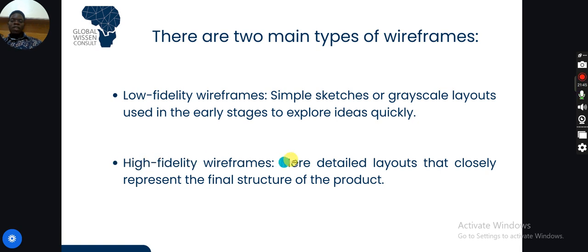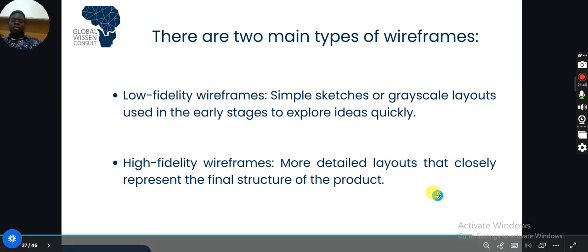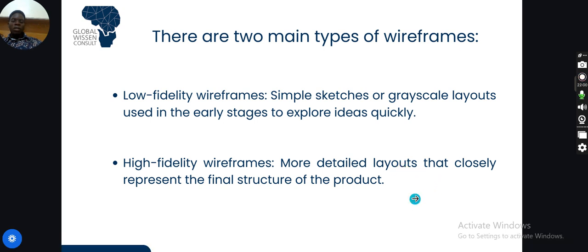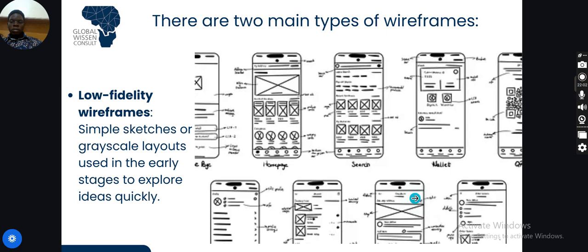Now we have high fidelity wireframes. These are more detailed layouts that closely represent the final structure. So these now have both the colors, the company color, the images, and everything. You now have all of them in that particular wireframe.